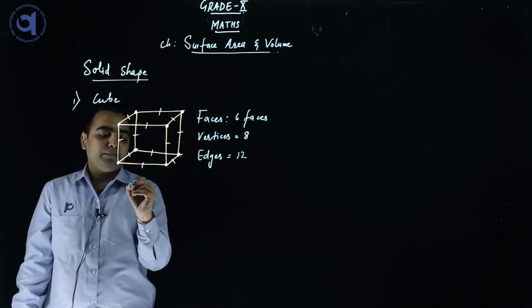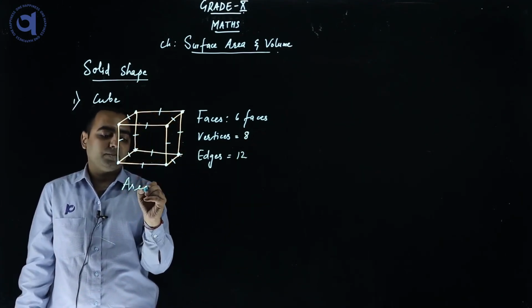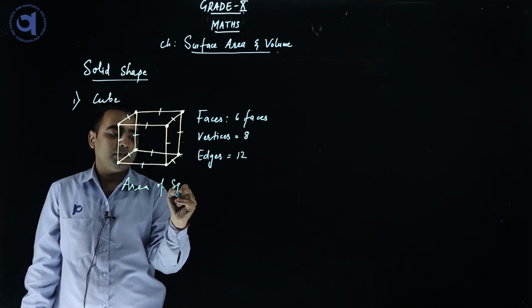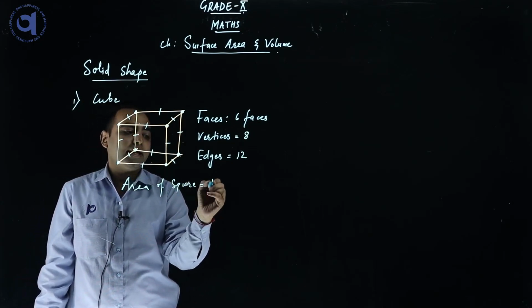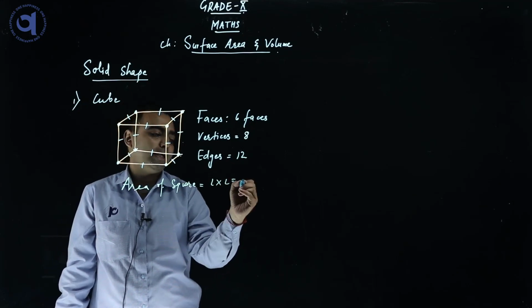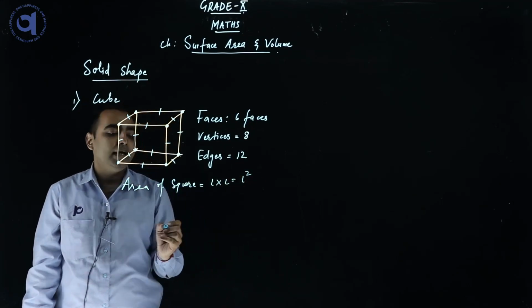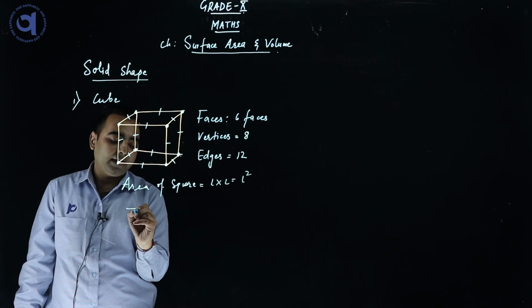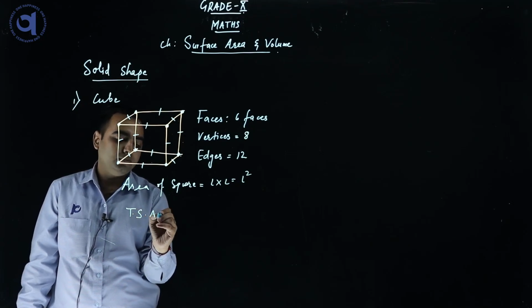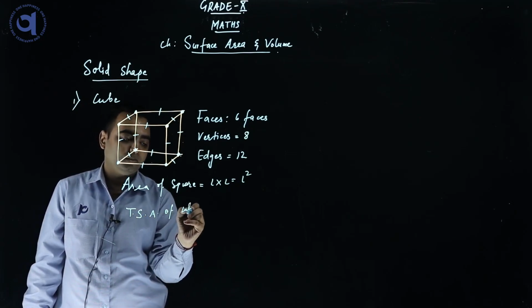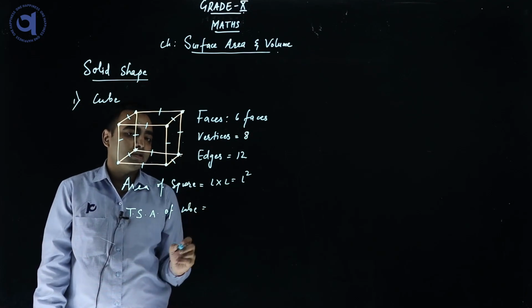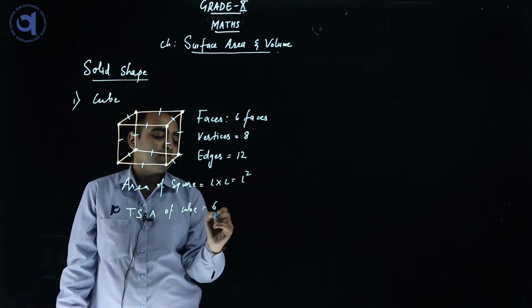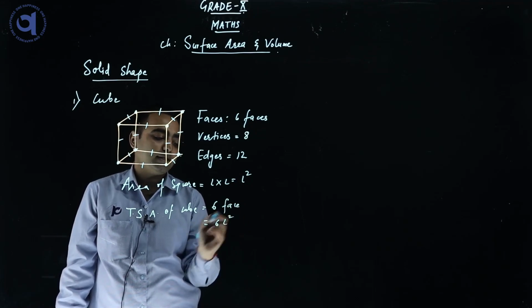Now say for example if I am finding area of square. What is area of square? That is L into L, means side into side or length into length, which is equal to L square. Now if we are finding total surface area of cube, 6 different faces are there. So 6 times this, so 6L square.